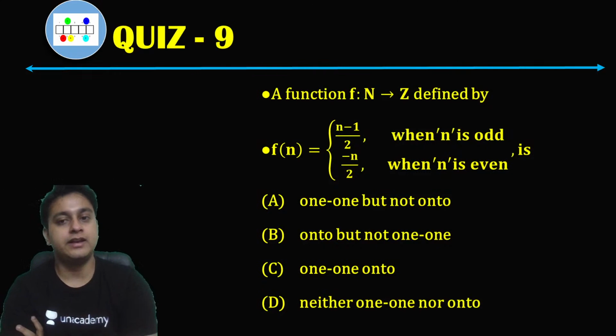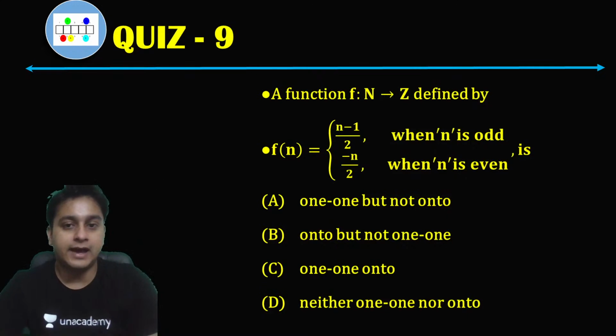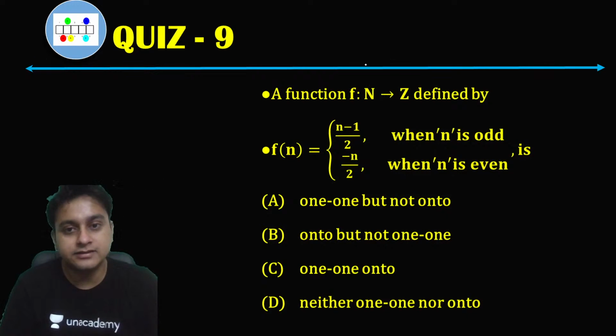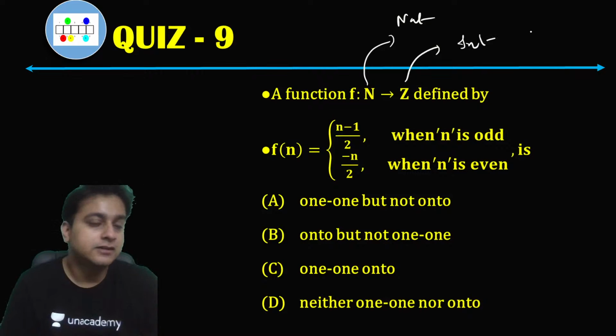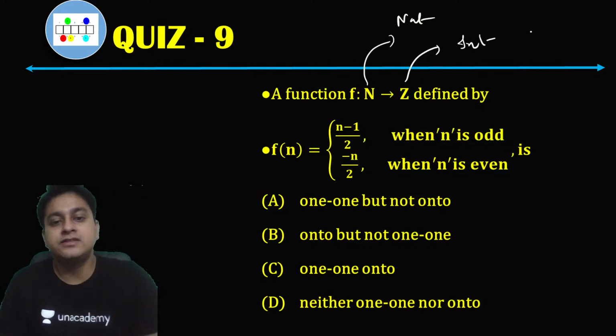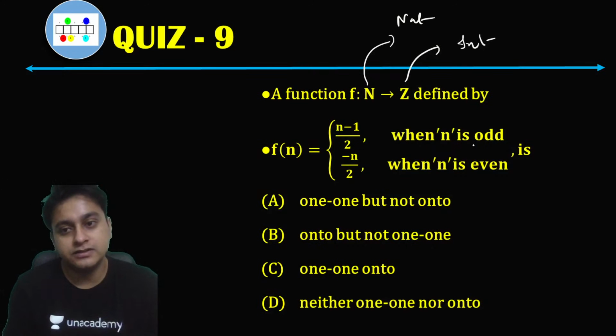Chalo. So, a function from N to Z. We have obviously the set N, the natural number set, and Z is the integer set. So guys, we have to find out whether this function is one-one or onto.